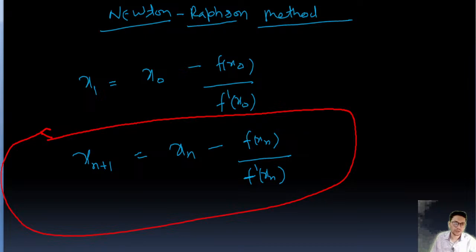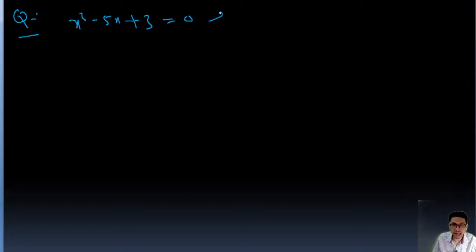So question is, polynomial is given x cube minus 5x plus 3 equal to 0. And initial guess is given, x naught equal to 1. So we need to find value of x after 2 iterations. This is going to be simple.